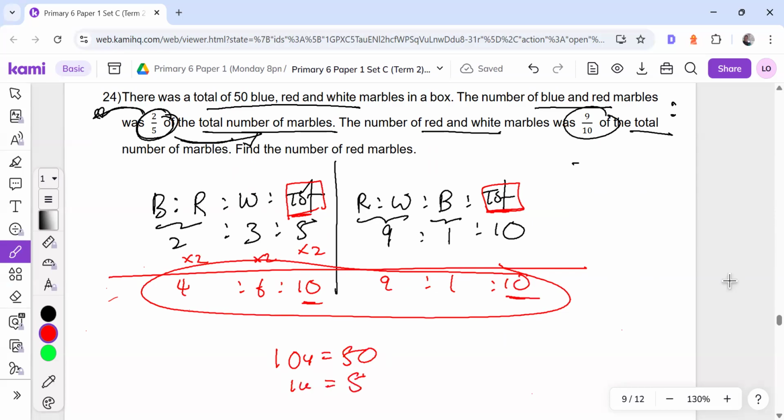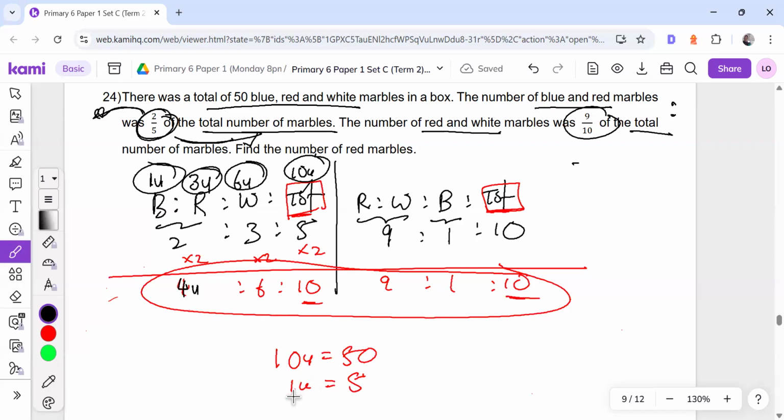So how many red marbles are there? You look at the ratio, cannot find the red marbles, right? But can you try to work out how many units are the red? So the blue is 1. If the blue is 1 unit, then 4 minus 1, the red must be 3. And the white is 6. If you add them all together, that will be 10 units. So this is how you get how many units for all the colors.